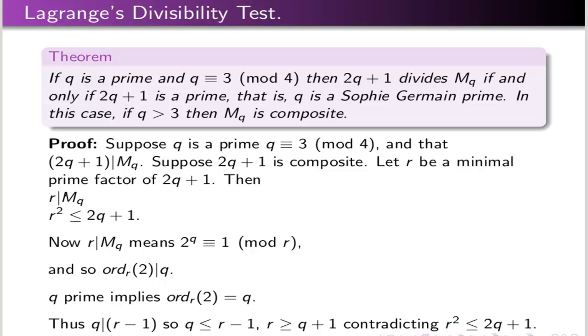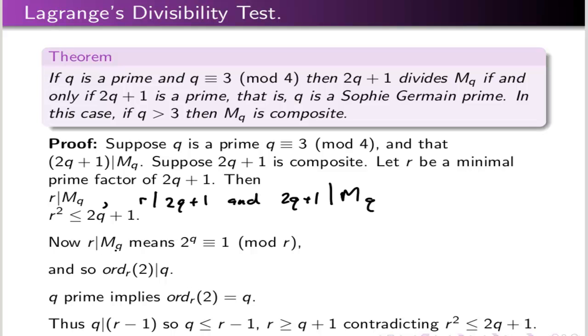Well, then R is a divisor of MQ. That's just transitivity. So R divides 2Q plus 1, and 2Q plus 1 divides MQ. So it's a divisor of MQ. And why is R squared less than or equal to 2Q plus 1? That's because 2Q plus 1 is a composite number, so it has at least 2 prime factors, and little r is the smallest. So it can be at most the square root of this quantity. So R squared is at most 2Q plus 1.